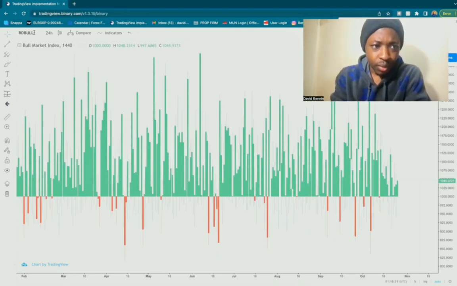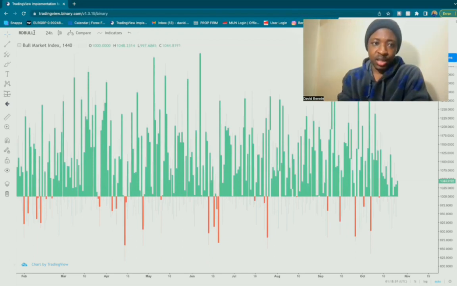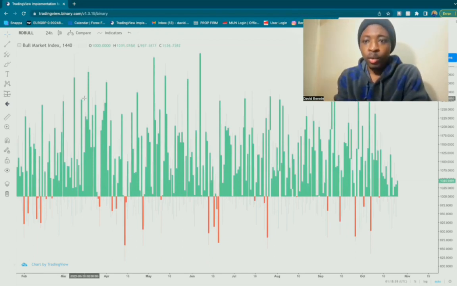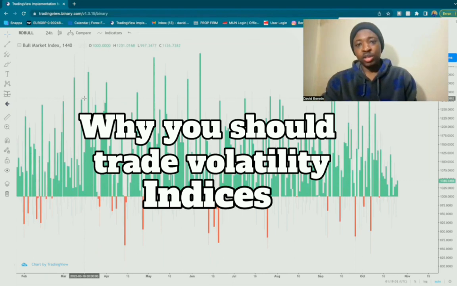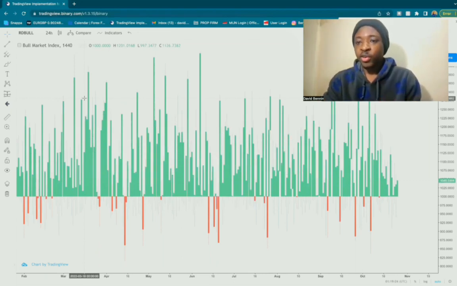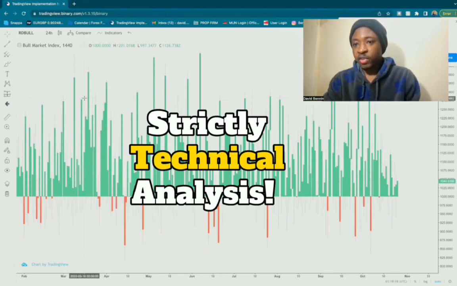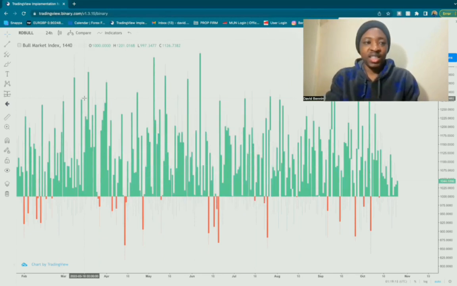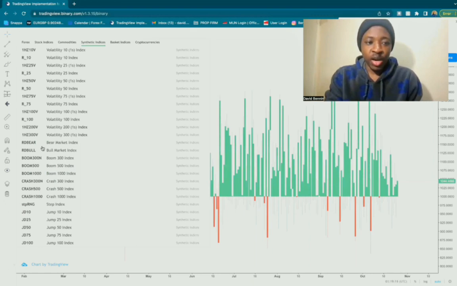So these are the volatility instruments. And now let's talk about why you should consider trading volatility instruments. First of all, it is strictly based on technical analysis. There is no fundamental analysis, except recently they've added bull and bear, how do you call it, the basket. You don't see those ones here.